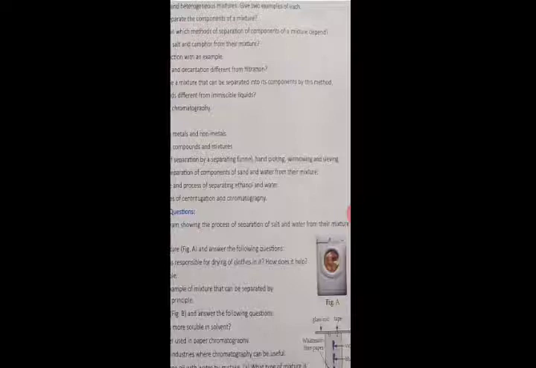Is it clear? So I am going to repeat the answer. The first part, which process is responsible? Centrifugation is responsible for drying of clothes in it. How does it help? It helps by the process of centrifugation. The solution in wet clothes is simply spun very fast, and because of this the water comes out very easily and the clothes are dried.